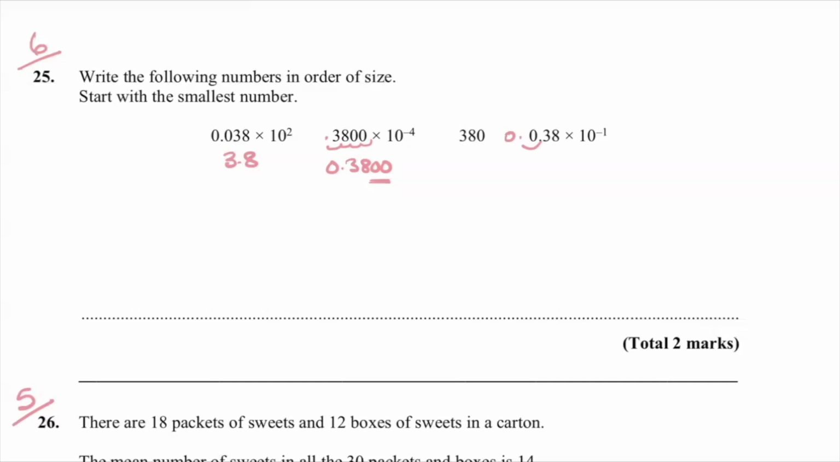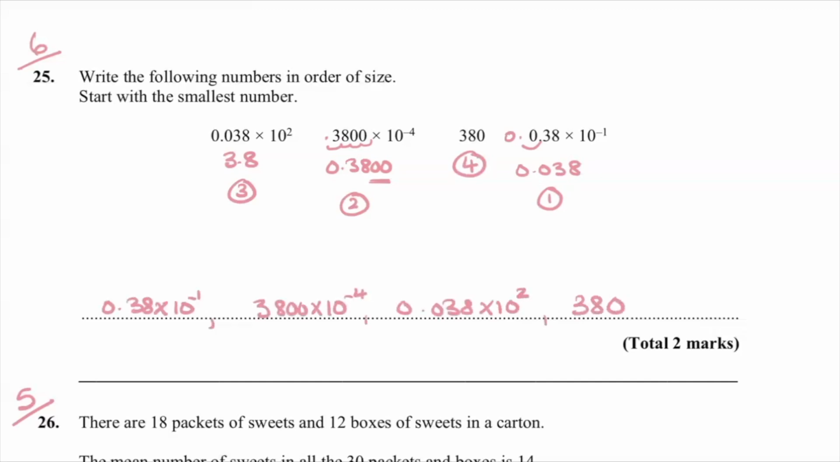So 0.0038 is the smallest. So I would be writing that one down first. This is the next smallest, and finally 380 on the end. And notice I'm using the numbers that were originally given to me when I do rewrite them.